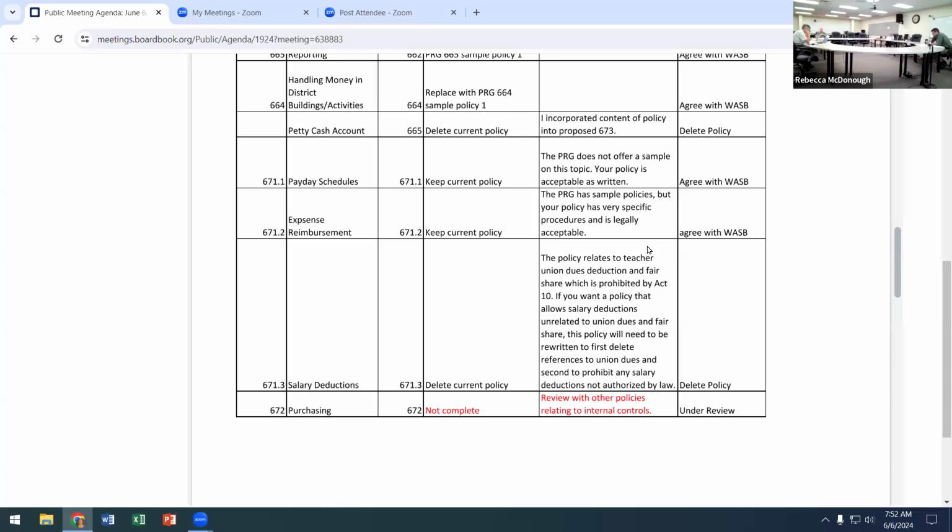671.1 is with regards to pay schedules. Upon review, we recommend keeping this one. It just lays out the expectation of pay schedules. 671.2 is with regards to expense reimbursement. Our recommendation is to keep this policy.